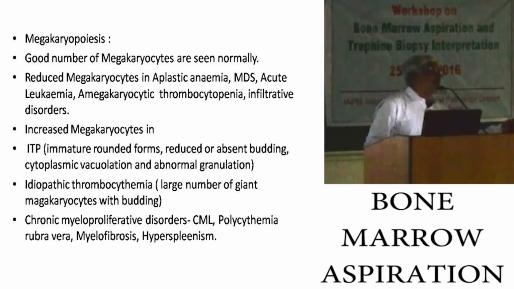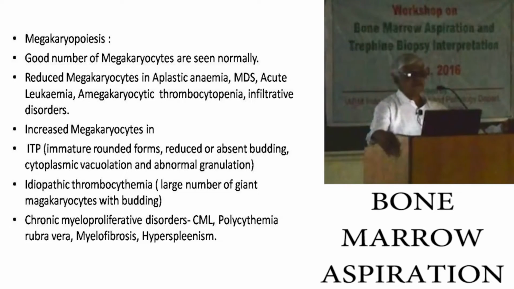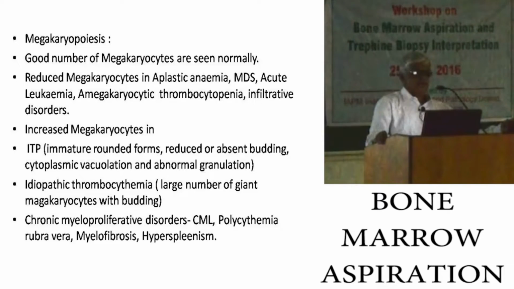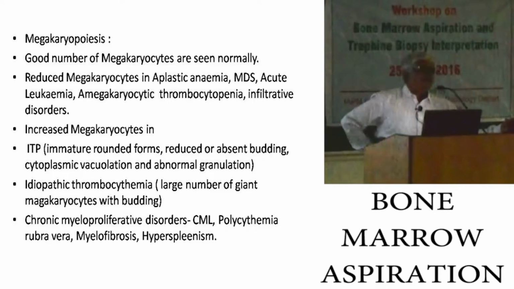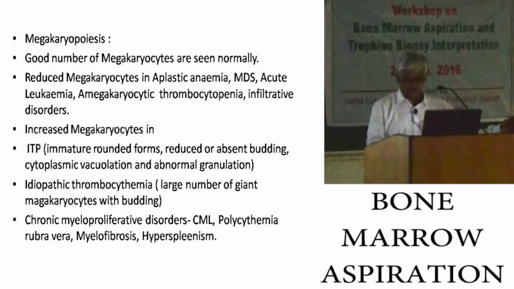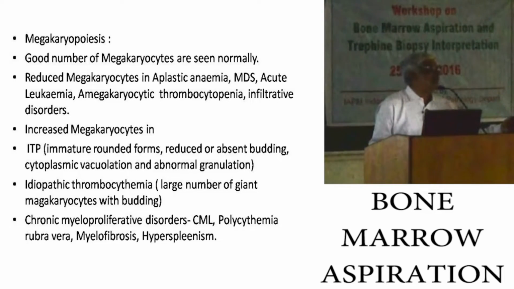Another is the megakaryocytic series. Of course, again you have to look for budding of the megakaryocytes and nuclear lobulations, because hypo-nucleations and loss of lobulation are the abnormalities seen in megakaryocytes. But even in normal smears, or where you are not expecting any megakaryocytic lesion, you see lots of variation in megakaryocytes.